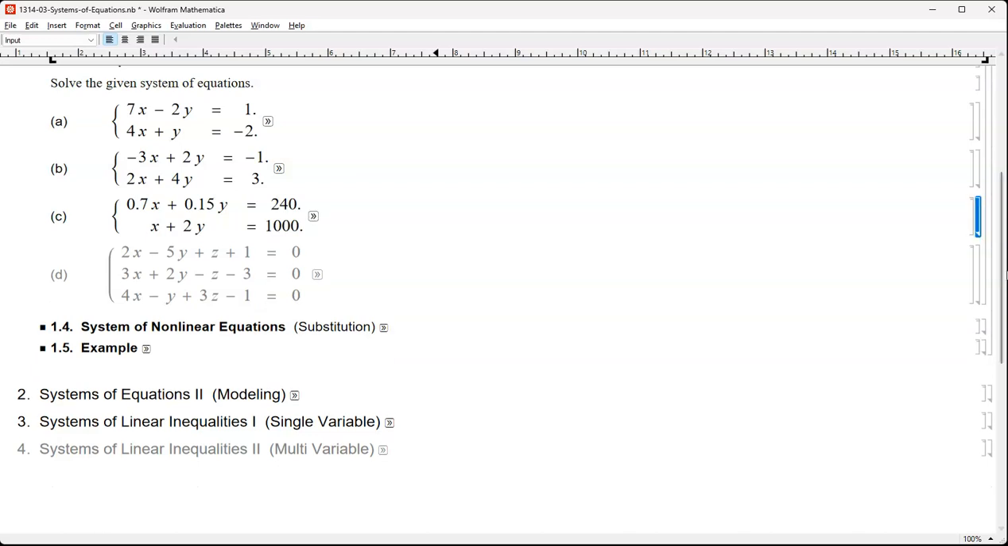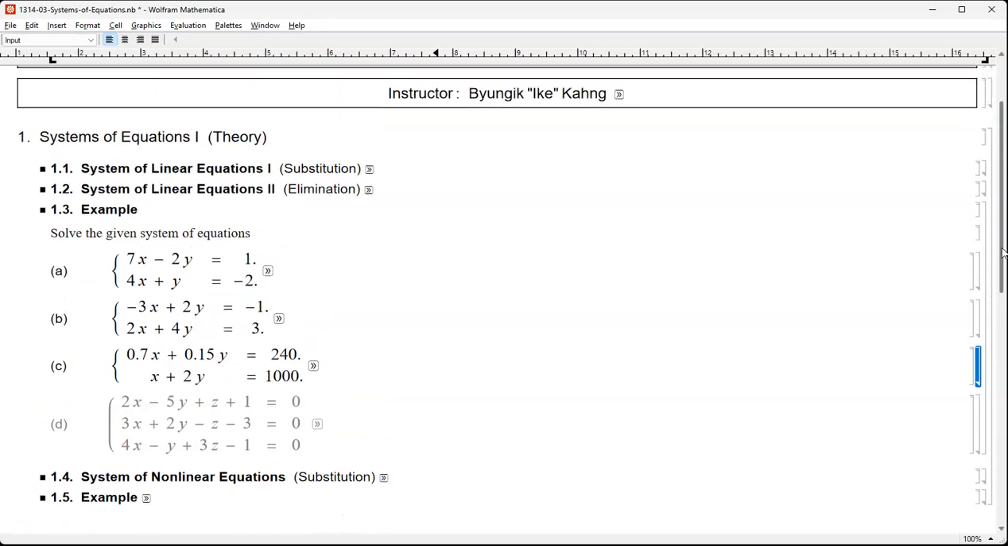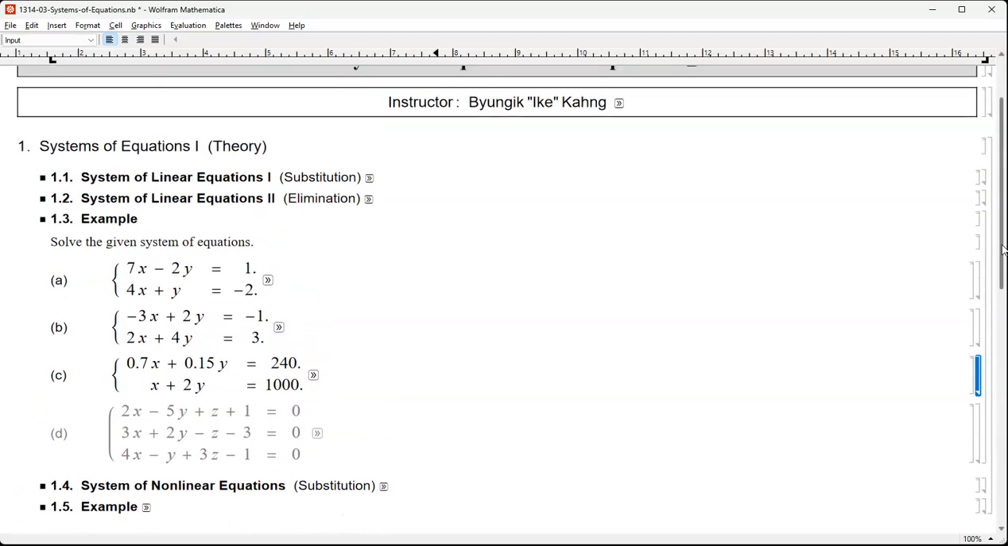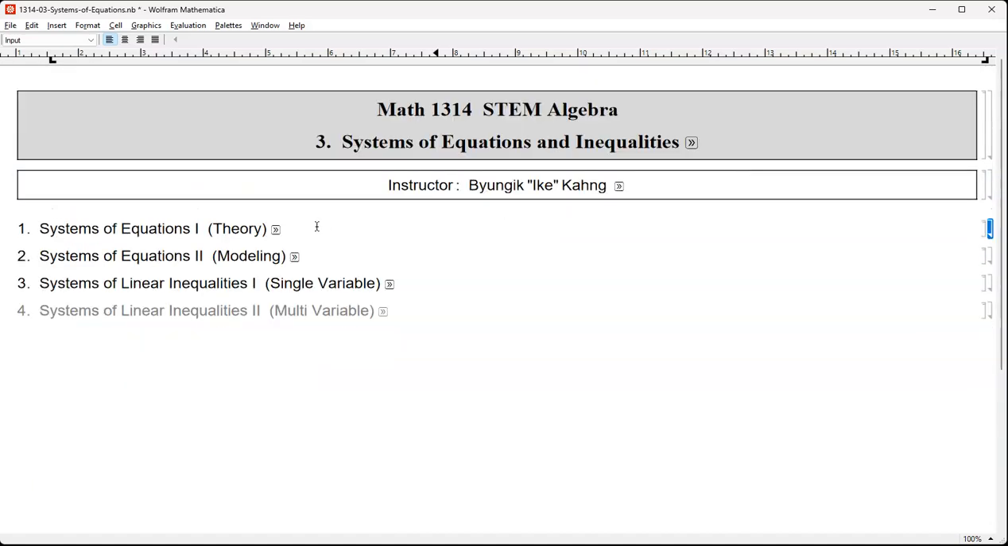And then we have a system with 3 equations and 3 unknown variables. Let's talk about it in a separate video, probably in the 3rd video, or maybe an optional video toward the end of section 1. Okay, I guess we completed the method of substitution.